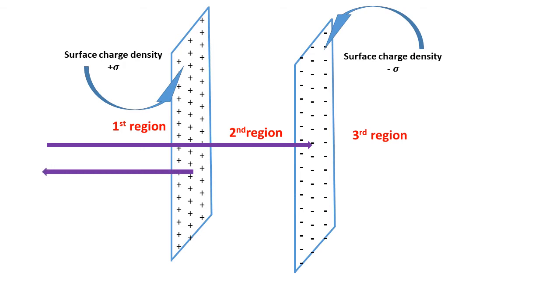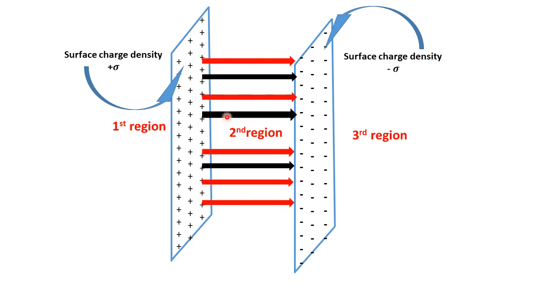Firstly, we will see electric field intensity in first region. Due to positively charged plate in first region, electric field intensity will be sigma by twice epsilon naught, and due to negatively charged plate it will be minus sigma by twice epsilon naught. Why negative? Because it is directed towards the negative plate and it is opposite to the direction of electric field due to positively charged plate. So both are equal in magnitude, opposite in direction, so will neutralize each other's effect. Net electric field in first region will be 0.